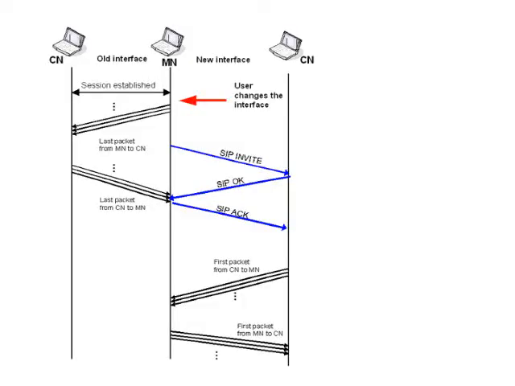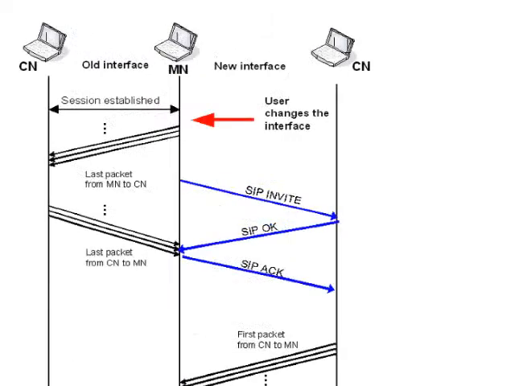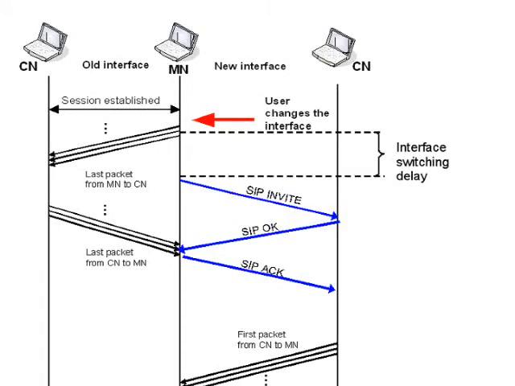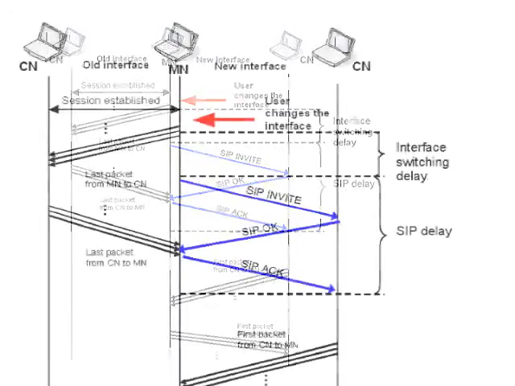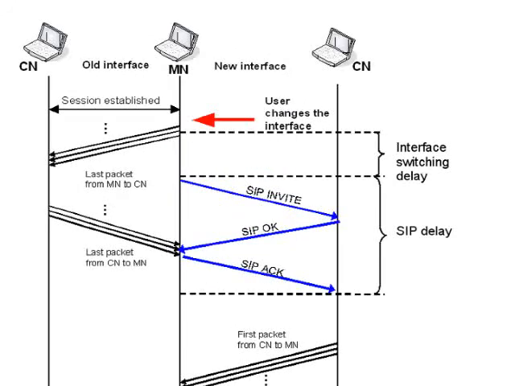Now let's take a look at the components of the vertical handoff delay. We can distinguish three parts in the vertical handoff process with their respective delay. First, we have the interface switching delay, which is the time between the transmission of the last packet through the old interface and the invite message sent by the mobile node through the new interface. Then there is the delay due to SIP, that is to say, the time of the invite, OK, ACK message handshake between the mobile node and the correspondent node.